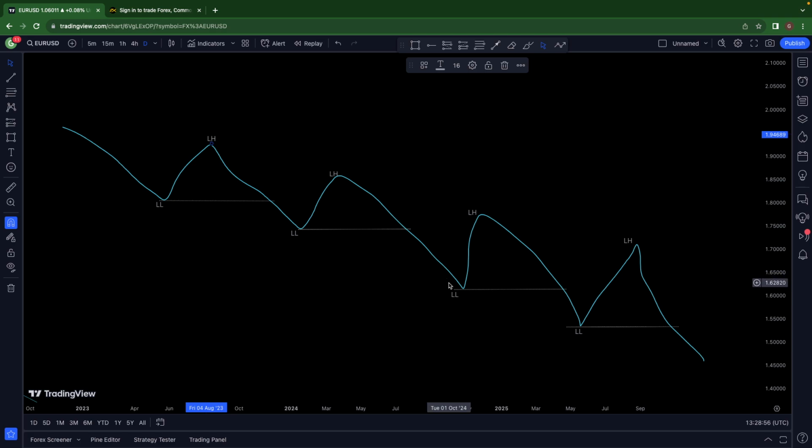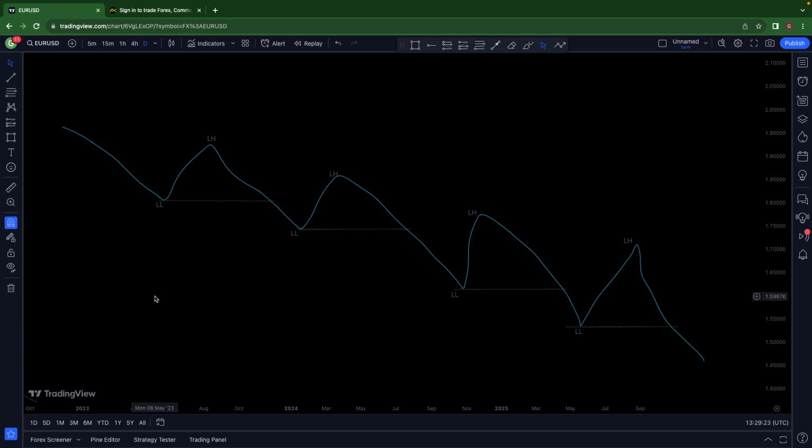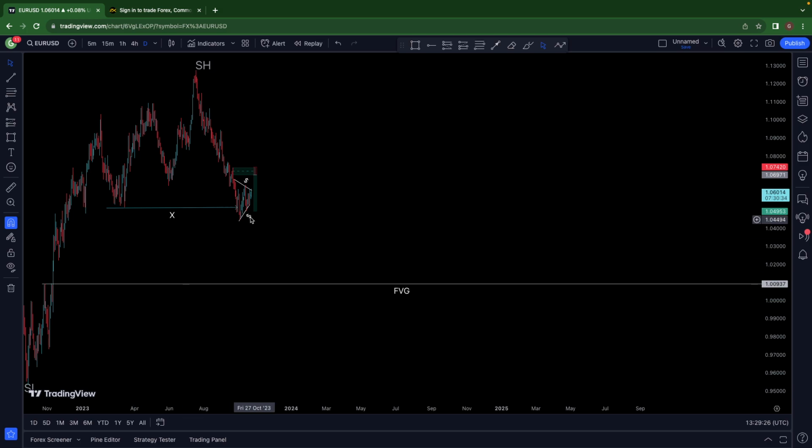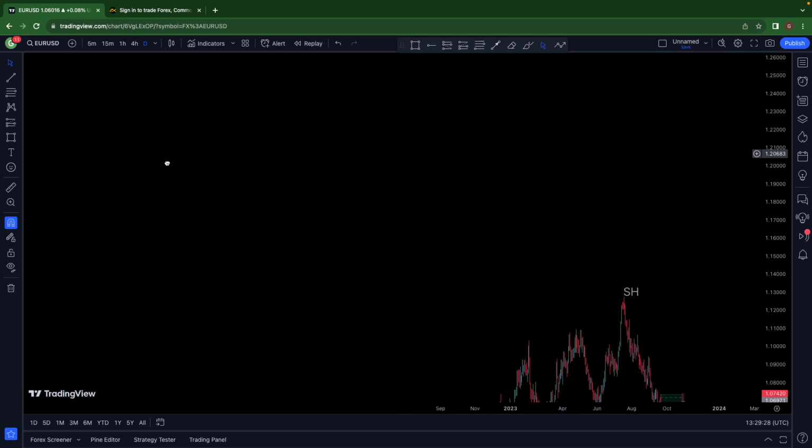After the correction move is done, an impulsive move to the downside is created, taking out the last lower low, and creating a new low. And this new low right here is lower than the previous low. That's our lower low. Price goes on a correction move again, creating another high which is lower than the previous high, lower high, and so on and so forth. So basically, I want to explain why I said we stack our entries.